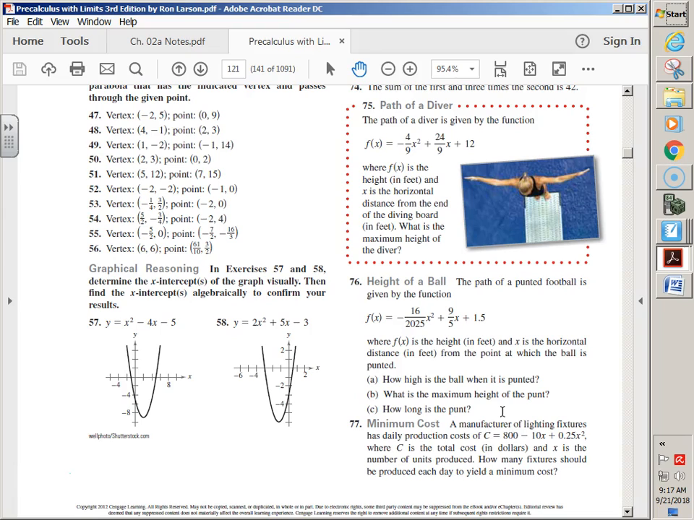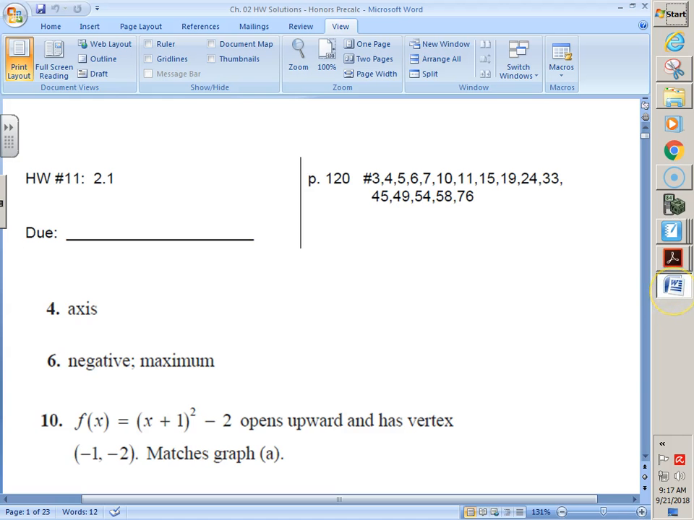Worksheets, put them in your homework spiral. Homework, go ahead and put away. Well, worksheets. Nope, I said I was going to give you a hint on 11. I am so sorry, and I will.